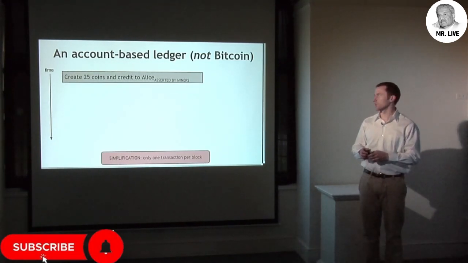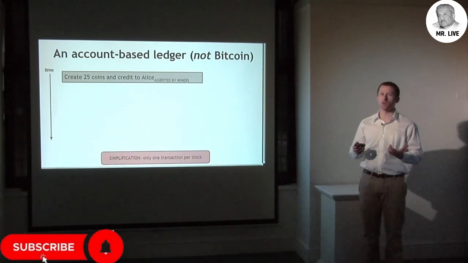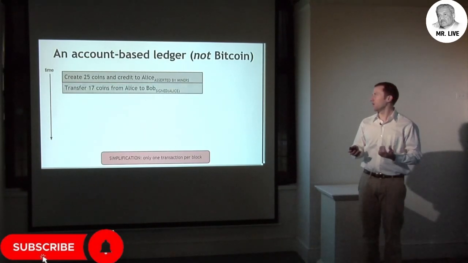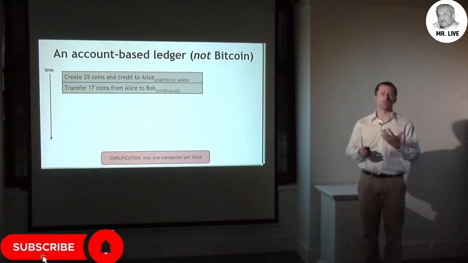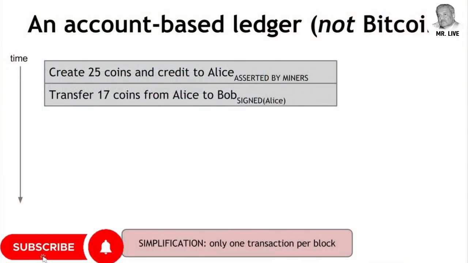So you can add some transactions that create new coins and credit them to somebody. And then later you can transfer them, with a transaction that says we're moving 17 coins from Alice to Bob. That will be signed by Alice to authorize the transaction. And that's all the information that would be contained.